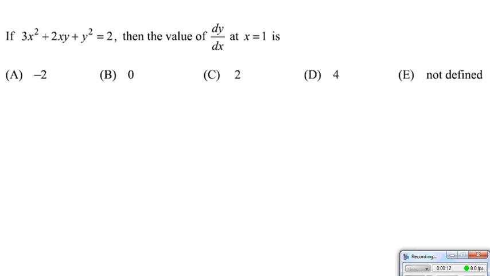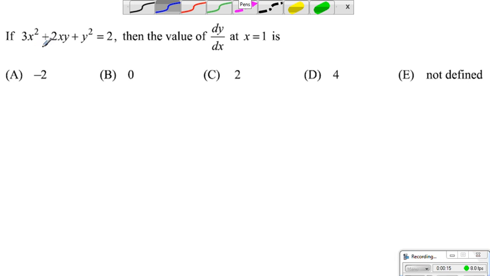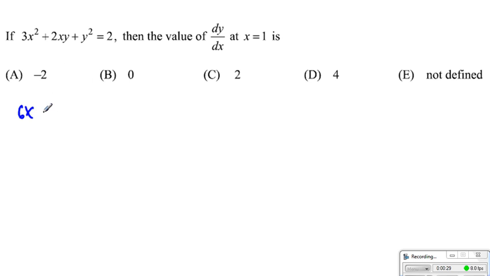For the first question here, 3x squared plus 2xy plus y squared equals 2. Now we want to find dy over dx at x equals 1. All we have to do is find the derivative of this one implicitly. So here we have 6x plus 2 times the derivative of x times y. We realize that that's equal to xy prime plus y. x prime simply becomes 1, plus y squared becomes 2y times y prime, and the right side is equal to 0.